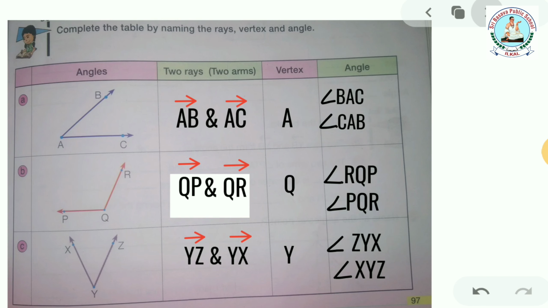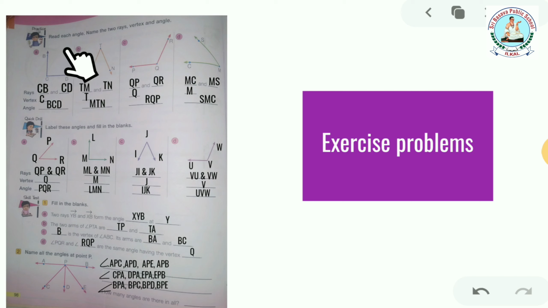Let's move on to the next main. It is: read each angle, name the two rays, vertex and angle. So first it is BCD given. What are the rays? CB is the first ray and CD is the other one. So CB and CD are the rays. Then what is the vertex here? Vertex is C. Then what is the name of this? It is BCD, or its name is also written as DCB. Both are the same.